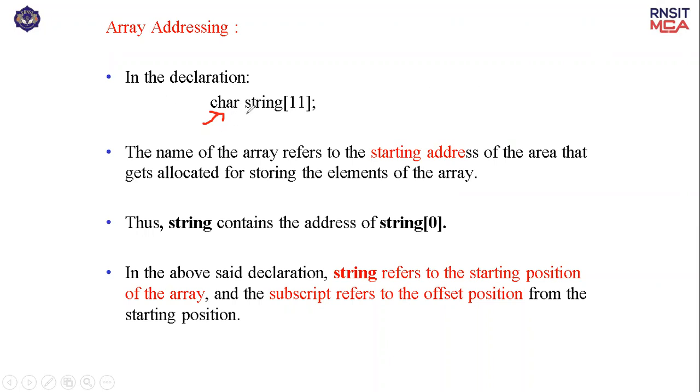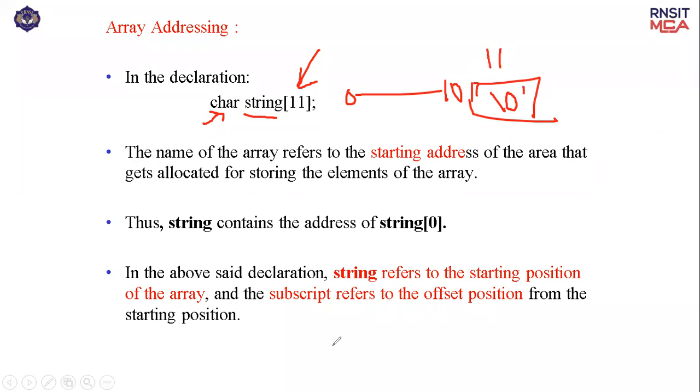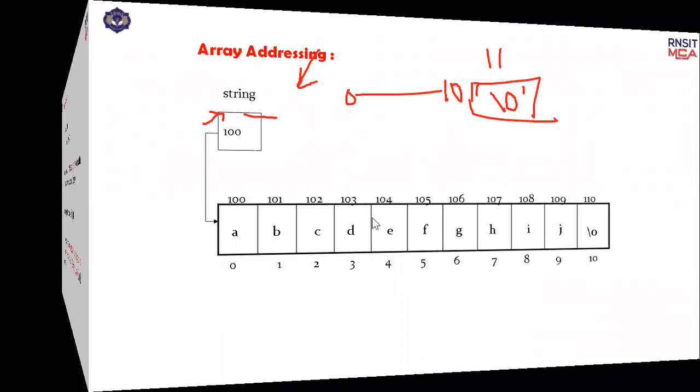So char string of 11. So 11 characters are there, where 0 to 10 are characters, and the 11th cell has the null character, that is backslash 0. The 11th cell will have this. And of course, most of the times you don't use subscription for this. You can certainly use them directly.